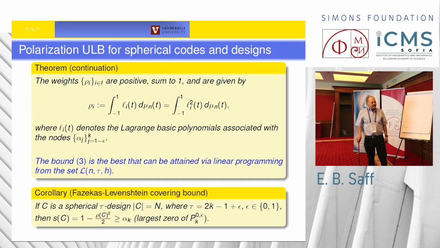So one thing we get for free is this corollary. And you all can prove this corollary. So what does it say? It's due to Fazekas and Levenstein. It says if you have a spherical tau design, where the cardinality is indicated as n here, and tau is 2k minus 1 plus epsilon, then the angular covering radius, which is equal to this expression in terms of the Euclidean covering radius, is bounded below by the largest zero of this Gegenbauer polynomial. And that's the classical inequality there. So you can prove this. How are you going to prove this?